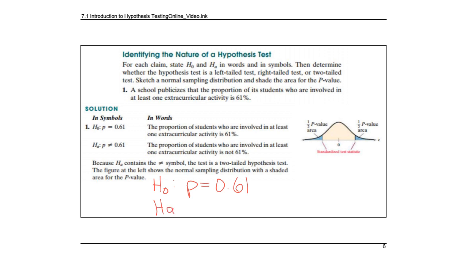That means that my alternative is p is not equal to 0.61. So since my alternative is not equal to, that means that I'm going to have a two-tailed test. It's not pointing either direction, right? It's not pointing to the right. It's not pointing to the left. Therefore, I'm going to grab both ends. Okay, and so this is a two-tailed test because it's not equal to.